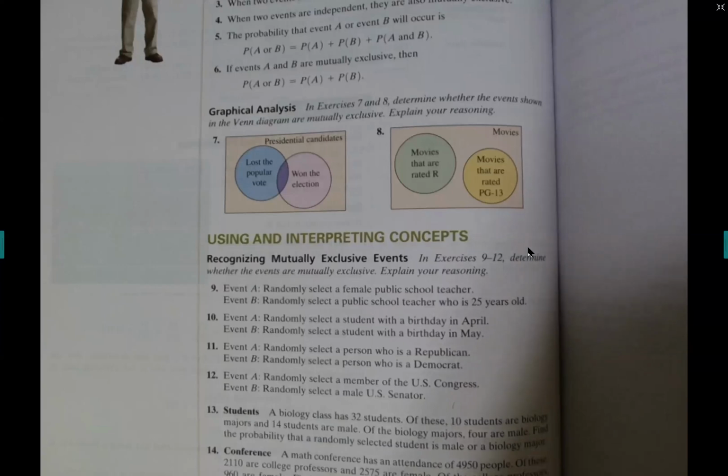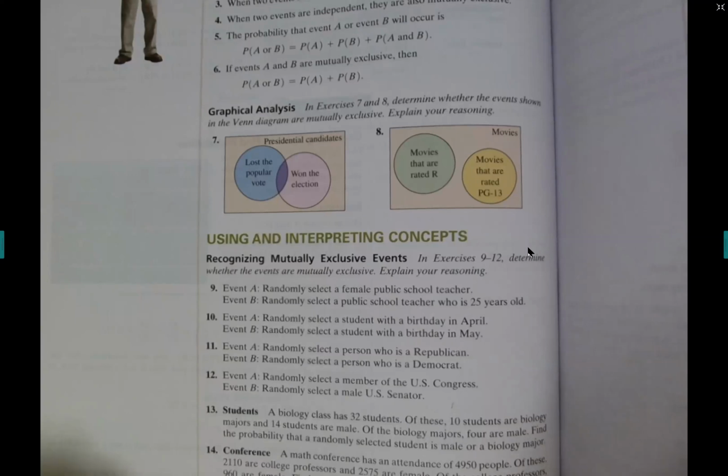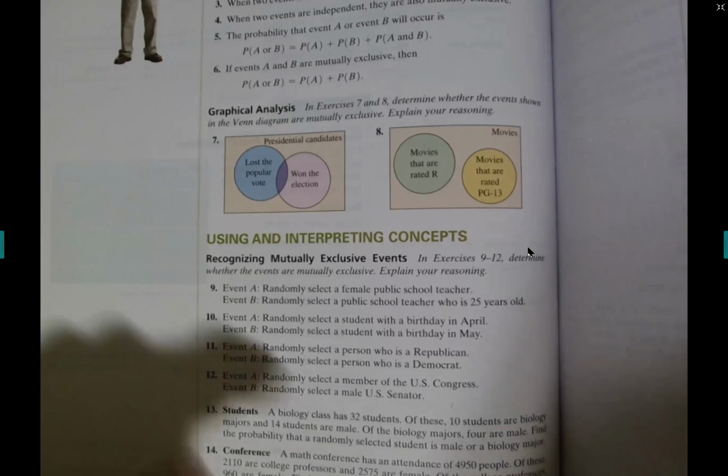They're not, because you can find a female public school teacher who is 25 years old. Ask yourself, guys, is it possible to find someone who belongs to event A and event B at the same time? If your answer is yes, then they're not mutually exclusive. We did number 10, guys.